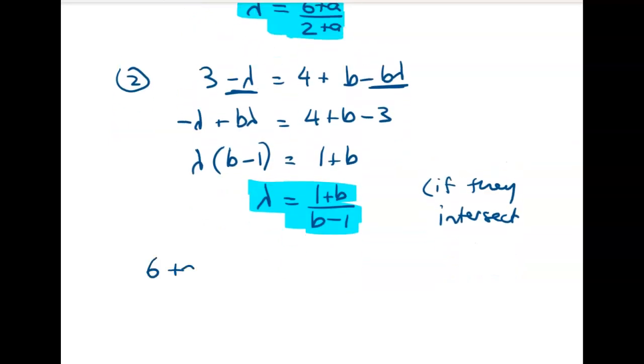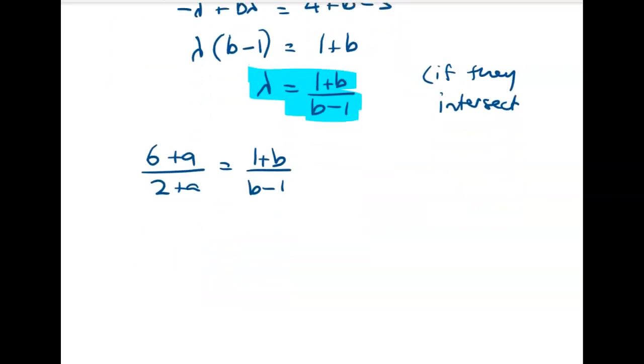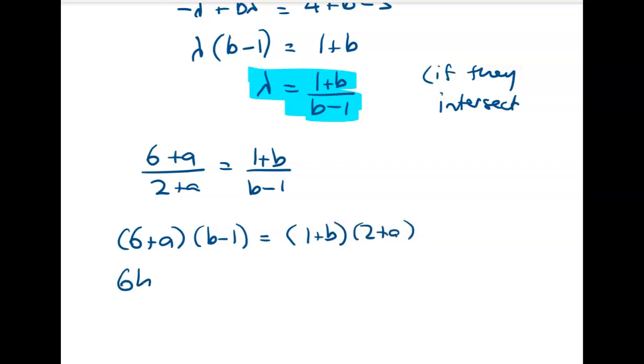So (6 plus a) over (2 plus a) has to equal (1 plus b) over (b take away 1). Cross multiplying everything gives me (6 plus a) times (b take away 1) is equal to (1 plus b) times (2 plus a). And a whole lot of stuff's going to disappear. 6b plus ab minus 6 minus a is equal to 2 plus 2b plus a plus ab.